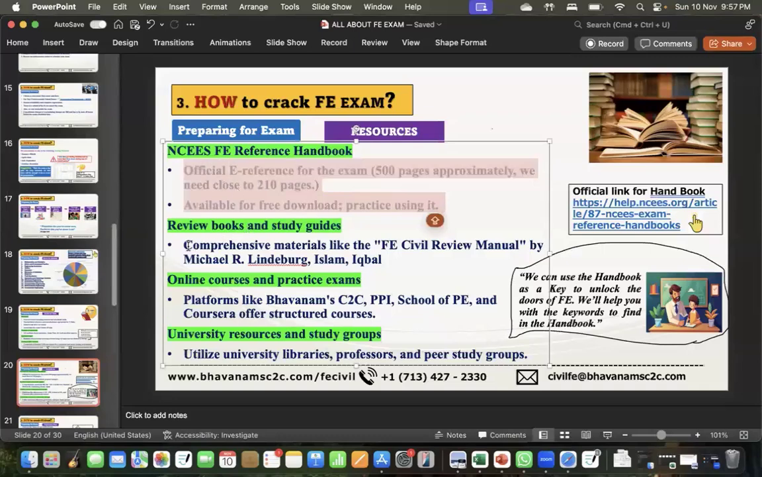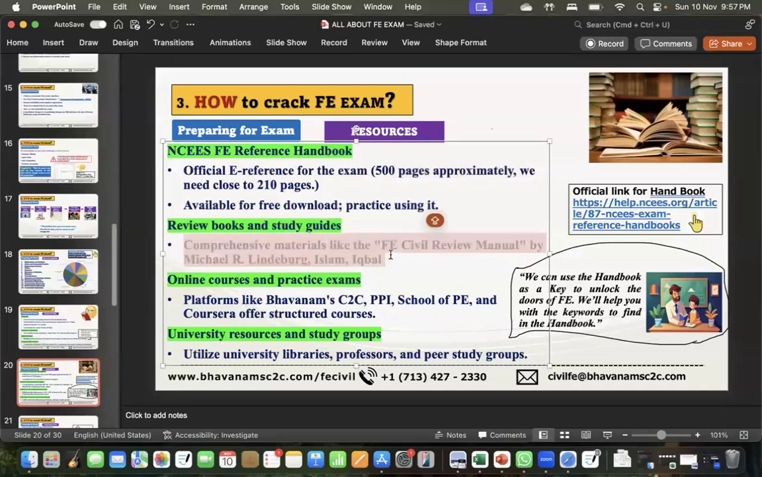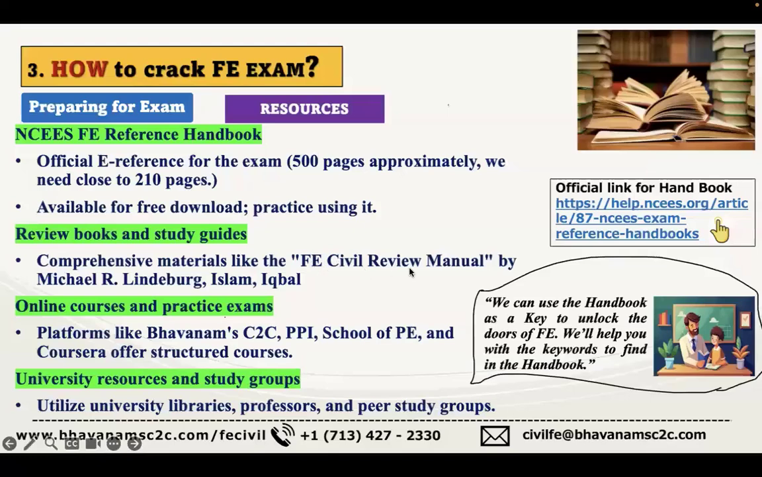And if you want more books to understand the concepts, in the market there are plenty of books like the FE Civil Review Manual, the author is Lindeburg, and there are some other authors like Islam and Iqbal. There are plenty of them. They have very good explanations. You can go for them.